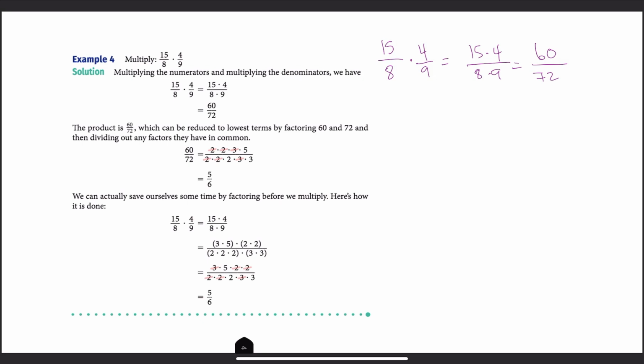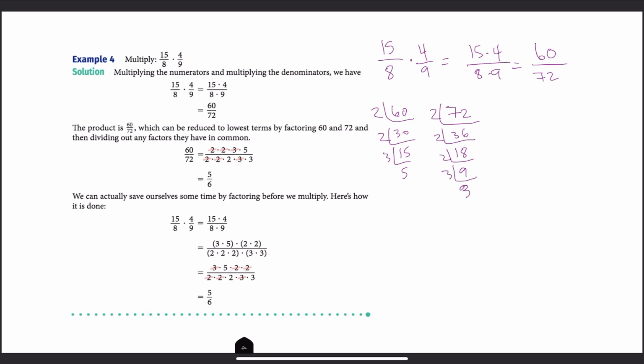So what I'm going to do is prime factor 60 and 72 and see how I can reduce. So 60, 2 goes into 60 and leaves 30. 2 goes into 30 and leaves 15. And 3 goes into 15 and leaves 5. So that's 60 done. Now let me do 72. 2 goes into 72 and leaves 36. 2 goes into 36 and leaves 18. 2 goes into 18 and leaves 9. And 3 goes in and leaves 3.